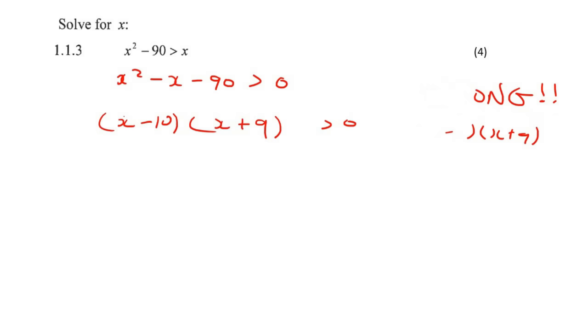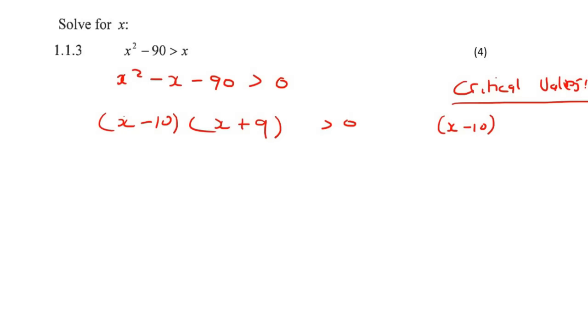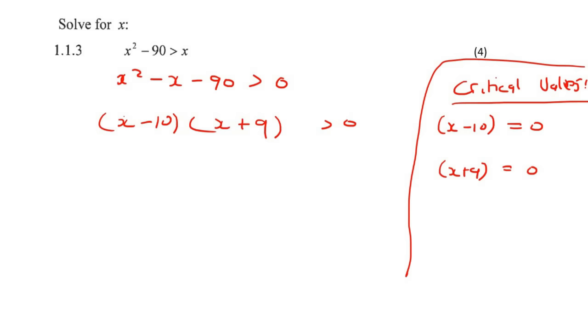With inequalities, what we are now going to do is work out your critical values. Your teacher might not have called it that exactly, but most teachers do. So critical values. To work out your critical values, you're going to make each of these two brackets equal to 0. This is something that you do on the side of your paper. So you could say x is equal to 10 and x is equal to minus 9. Now those are not answers at all.